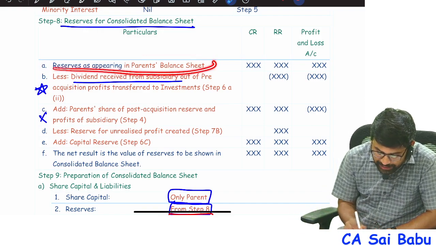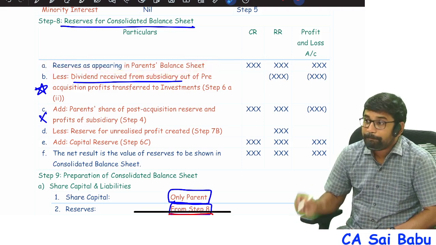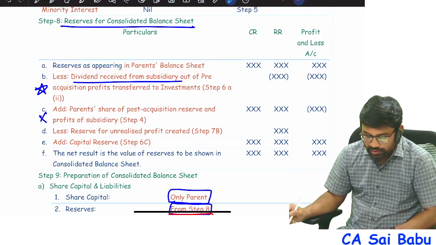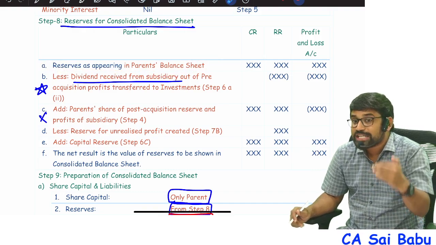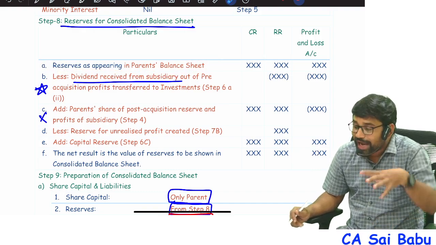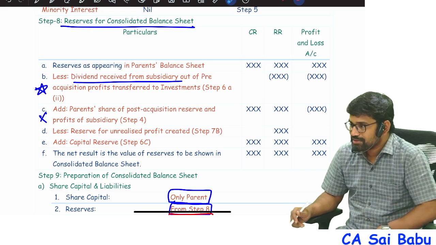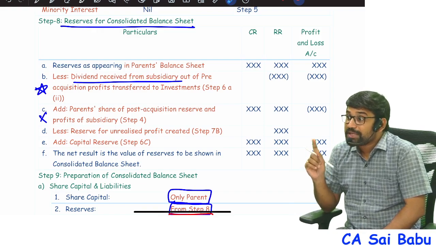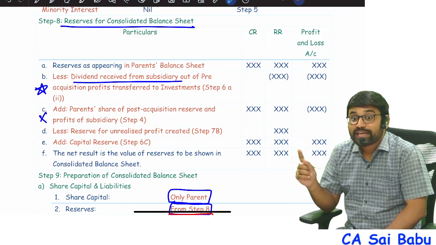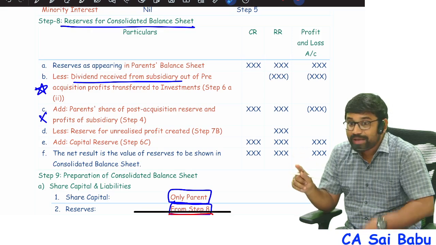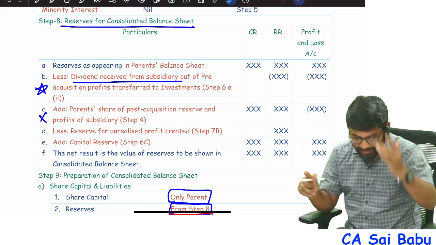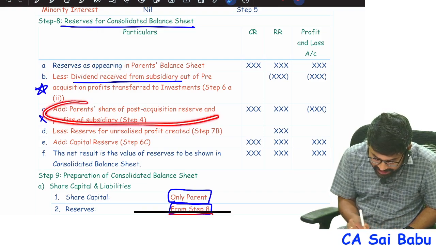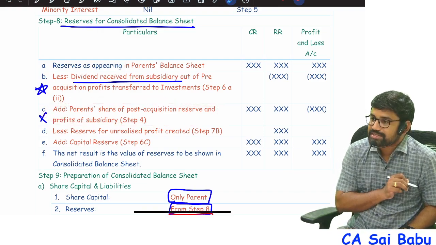Reserves as appearing in the parent's balance sheet. Parent company reserves you take. And tell me, till now what adjustments we have discussed relating to this. I will recollect one by one. First, parent company share in the post acquisition profits of subsidiary will be added. Correct? See this. Parent company share in the post acquisition reserves and surplus.